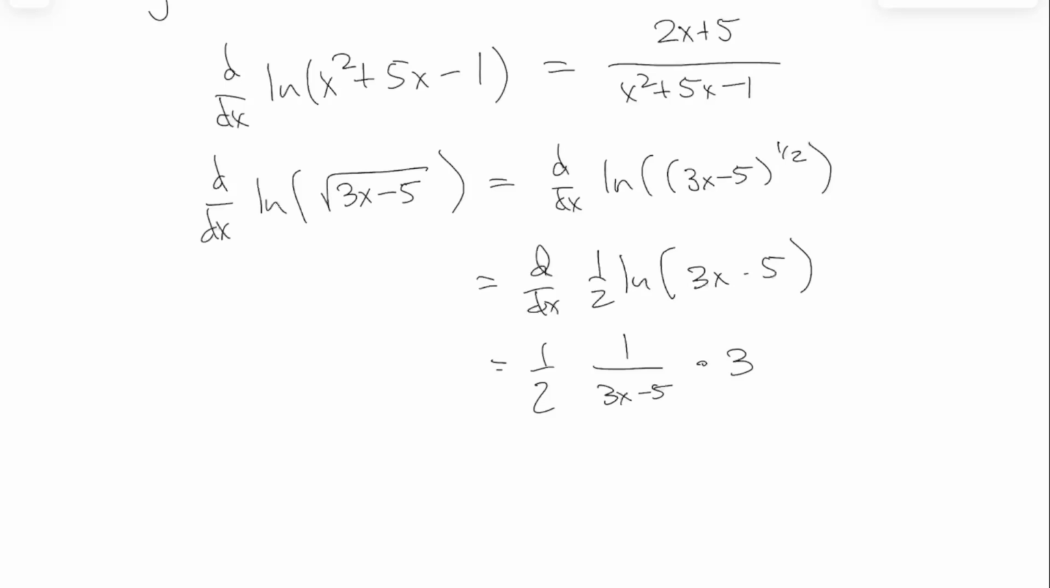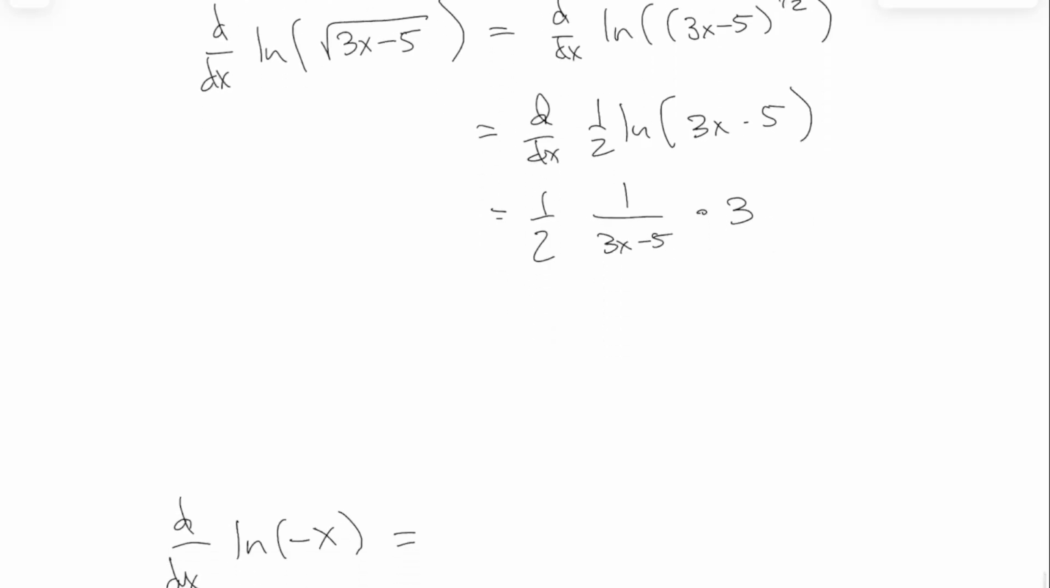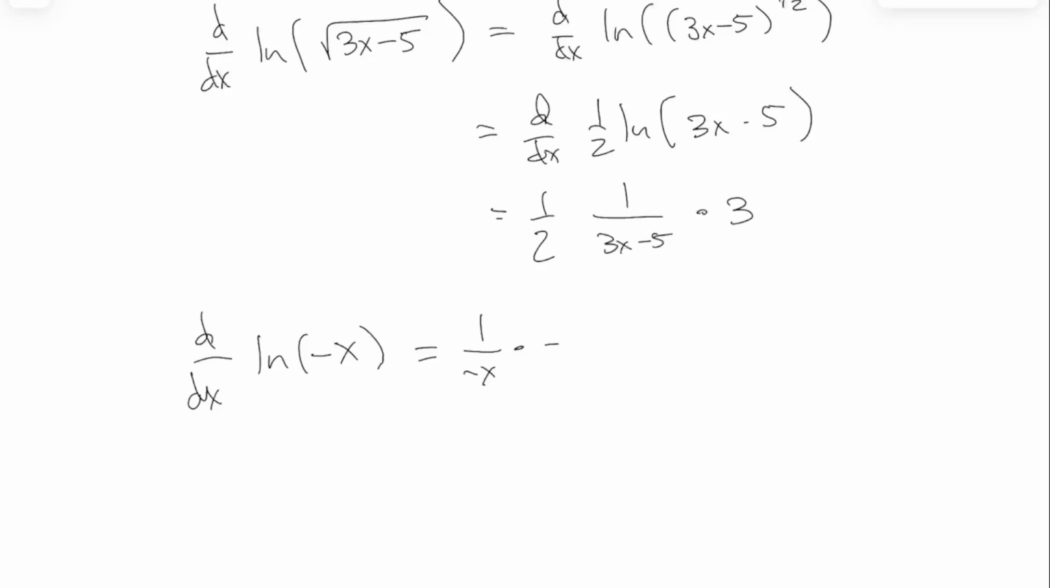And then the last one, I scrolled it down. This is actually easier than the other ones, but I put this in there just to make a point here. Negative x becomes 1 over negative x, and then the chain rule times negative 1, right? And this, of course, can simplify to just be 1 over x again.